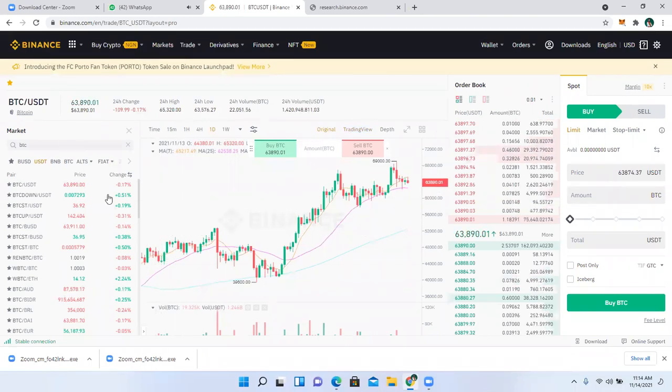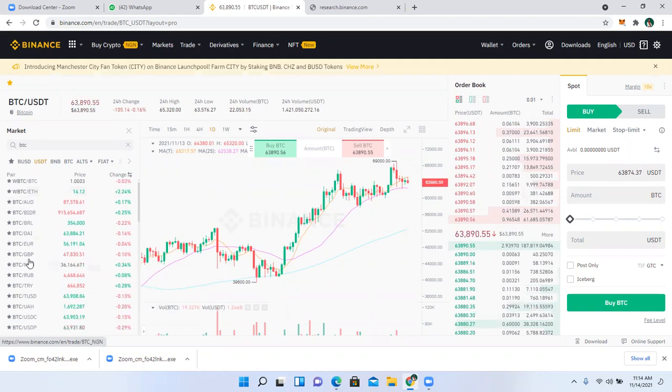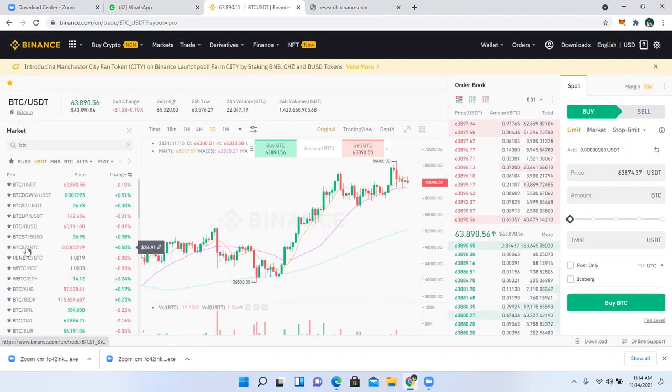This part is just showing you the different pairs available for BTC. So there's BTC USDT. Remember, this is on USDT. I can switch it to BUSD pairs. This just shows that the base pair is USDT. So these are all the pairs available right now for BTC.